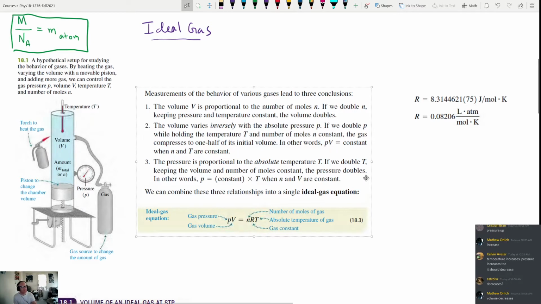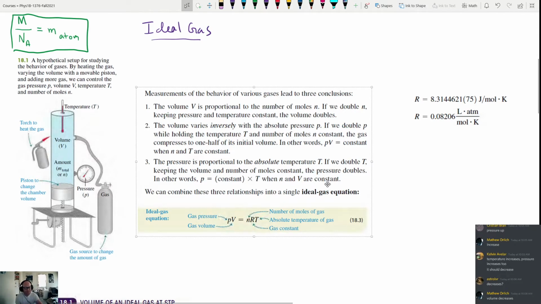And by putting all those things together, you get this list here, which says that the volume is proportional to the number of moles. So that if we double the number of moles, keeping pressure and temperature constant, the volume doubles. The volume varies inversely with the pressure, so that if you double the pressure while holding temperature and number of moles constant, the gas compresses to 1/2 of its initial volume, which means that pressure times volume is a constant. And then finally, the pressure is proportional to the absolute temperature, so that if you double the temperature, keeping the volume and number of moles constant, then the pressure doubles.